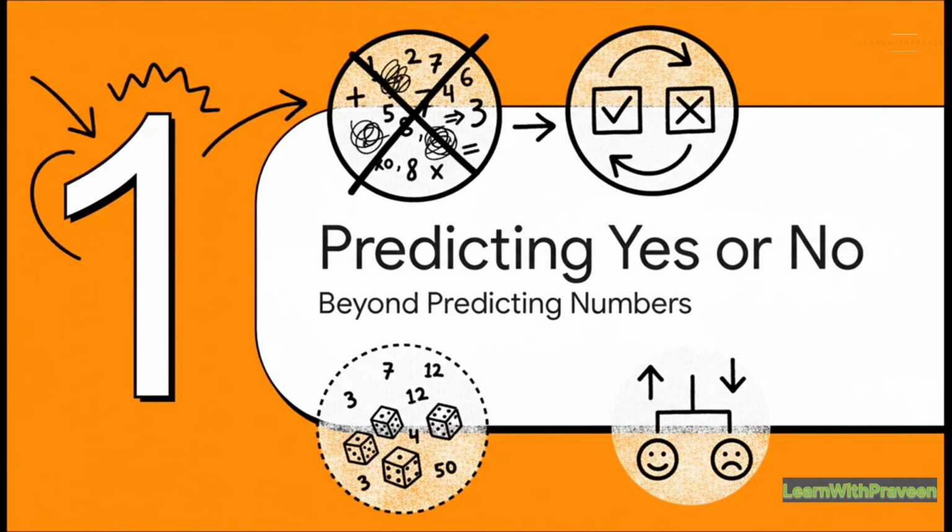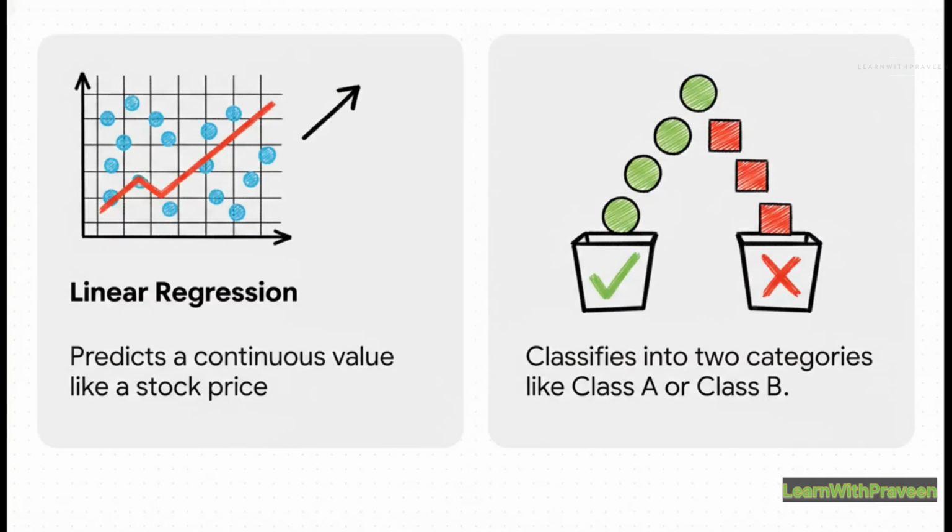Okay, so to really get this, we've got to shift our thinking a little bit. We're moving away from trying to predict an exact number, like what a stock price will be tomorrow. Instead, we're diving into the world of predicting simple categories. This is a huge fork in the road in the machine learning universe, and it's where the real magic of classification happens.